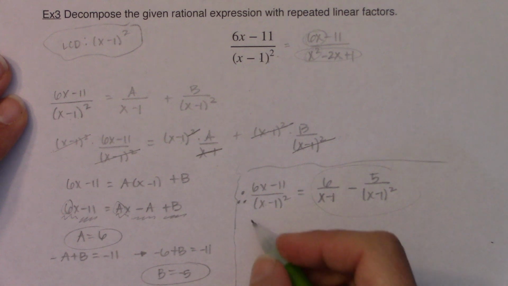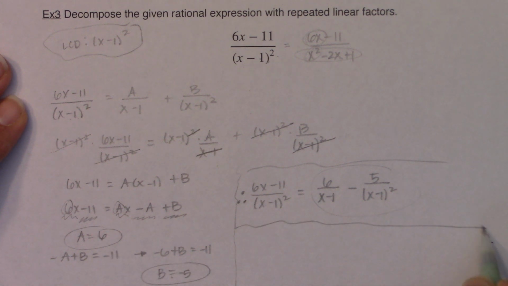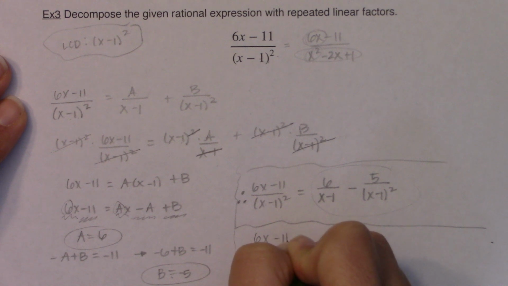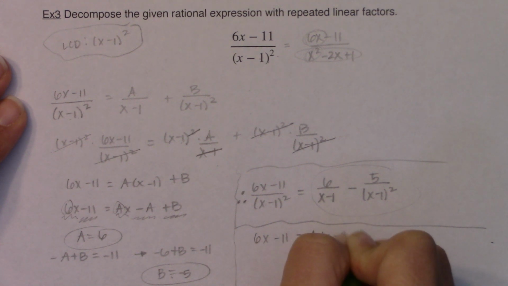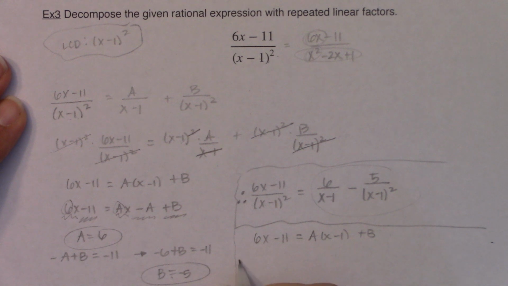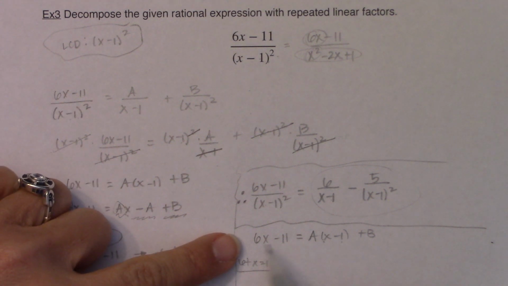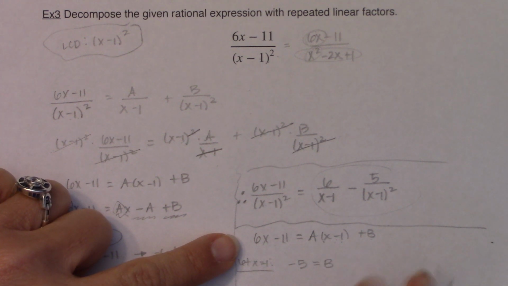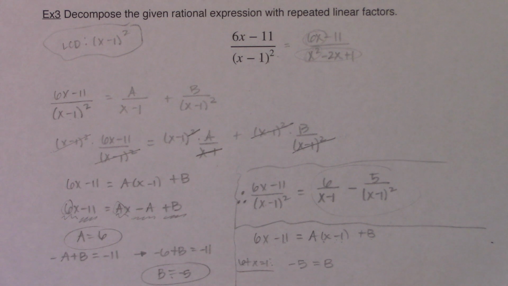Okay, I want to show you one other way that I could have found 6 and -5, the plug-in way. So let me go back to this step, and let's try the plug-in way. Here, let's let x equal 1. I'm going to plug in a value for x, and I'm going to choose 1 because 1 will knock this factor out. So if x is 1, I'm going to have 6 times 1 minus 11, which is going to be -5. If x is 1, 1 - 1 is 0. A times 0 is 0. This goes away by design, and then I get equals b. And that's great. So I get b equaling -5.